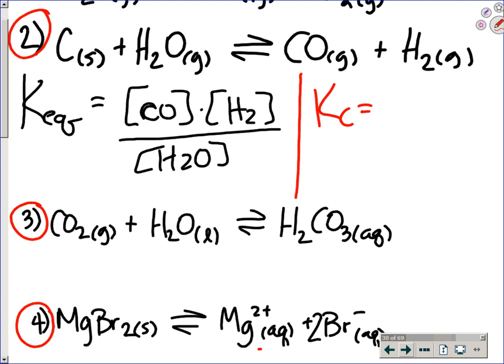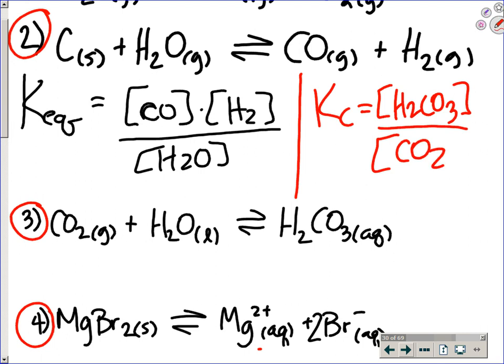H2. Give me the whole product. H2CO3. Okay, so carbonic acid is the product. That's the numerator. Over what, Hannah? Concentration of CO2. Anything else? Good, because the pure liquid is out, so we excluded that one completely.